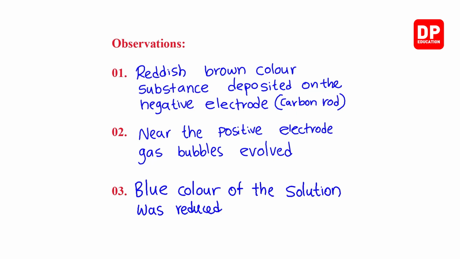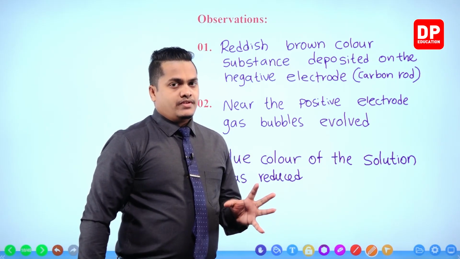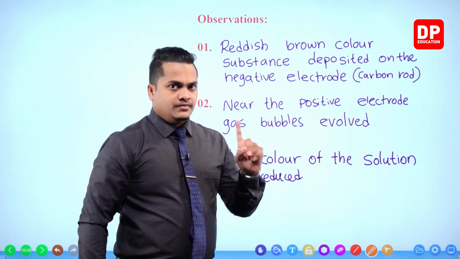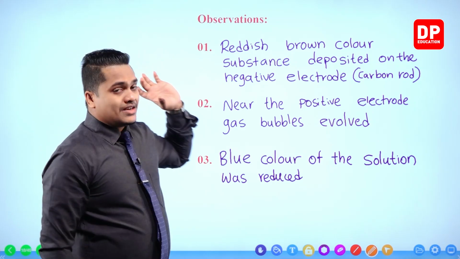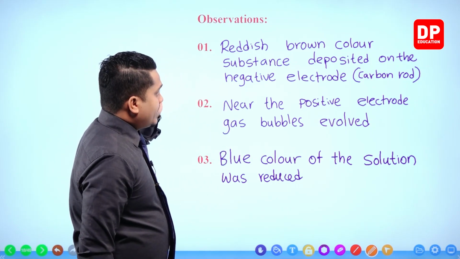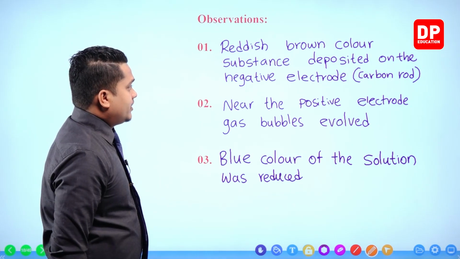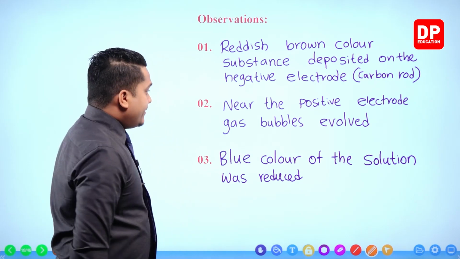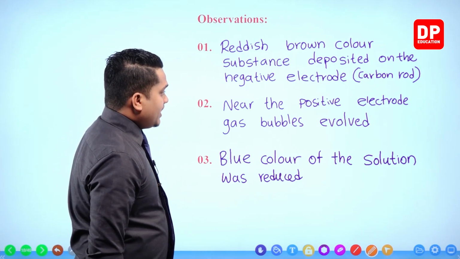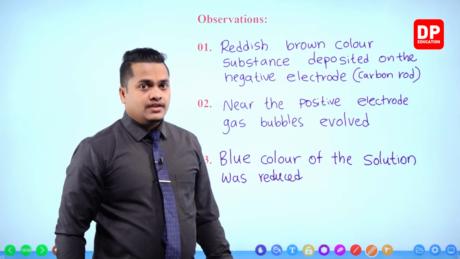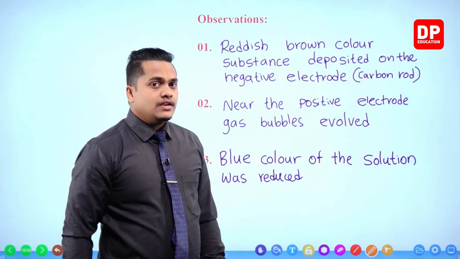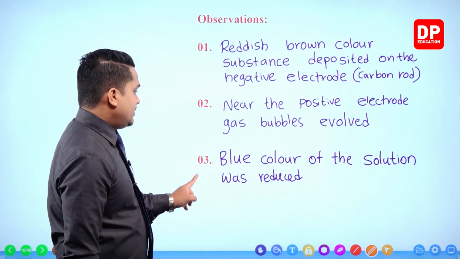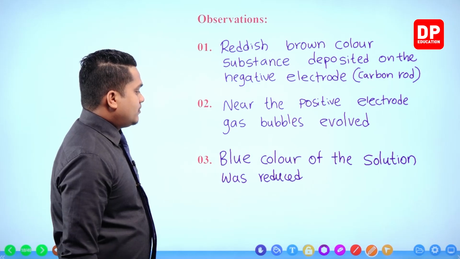So these are the three main observations that we could take from the experiment. Number one, my dear children, you could clearly observe that a reddish brown color substance deposited on the negative electrode, or the carbon rod. Electrode means the carbon rod. Then the second one, near the positive electrode, gas bubbles evolved. We could observe the evolution of gas bubbles, right? Then the third one, blue color of the solution was reduced.